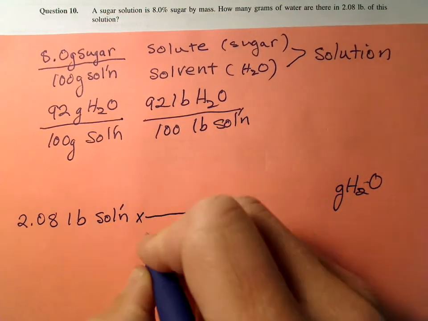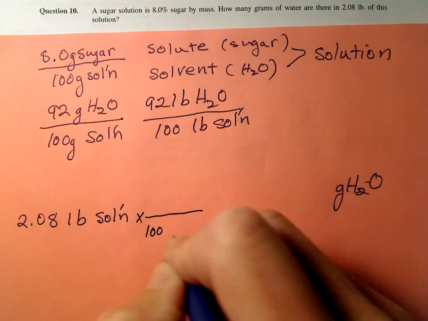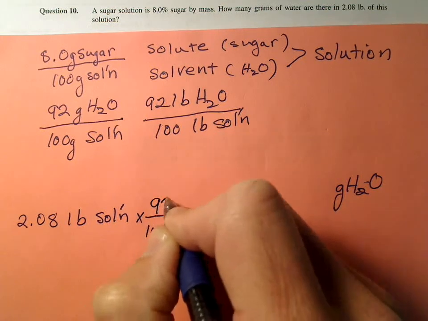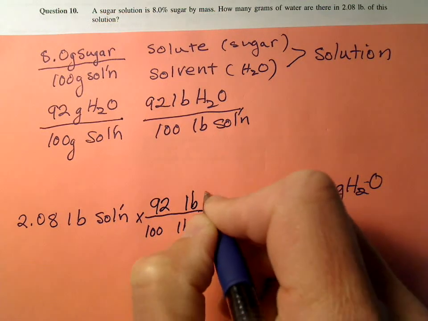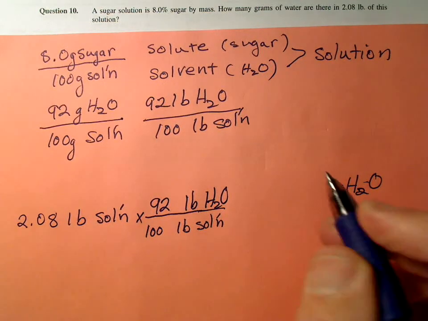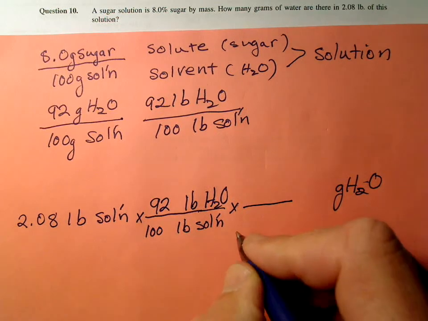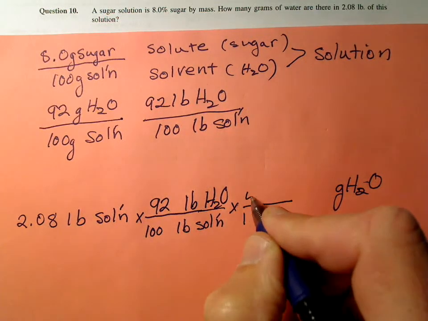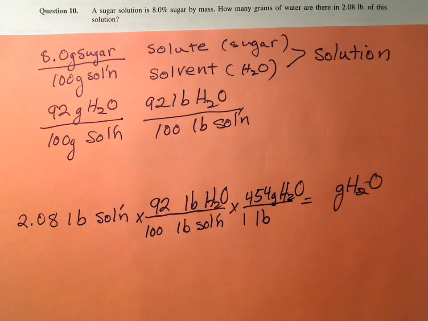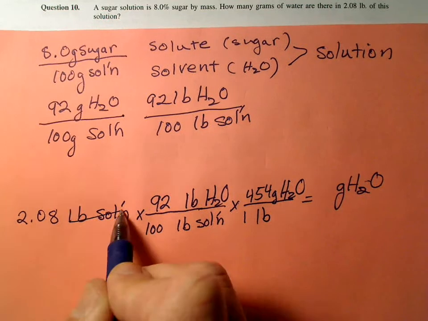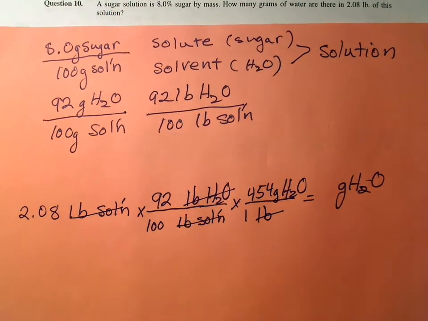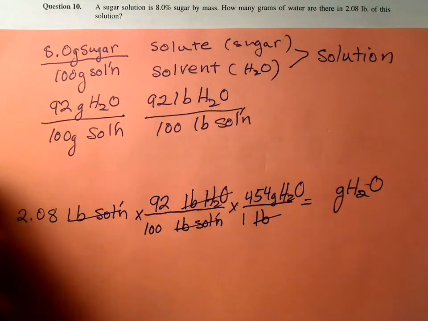So I'm going to use my percentage. This is solution, so 100 pounds of solution down here, and 92 pounds of water here. Now it's just a matter of going from pounds to grams. Well, we know that conversion. We know that 1 pound of water is 454 grams of water. Bingo. Okay, check our units: pounds of solution, pounds of solution, pounds of water, grams of water, grams of water. All right, now it's just a matter of plugging and chugging.